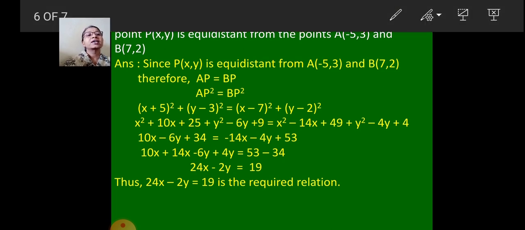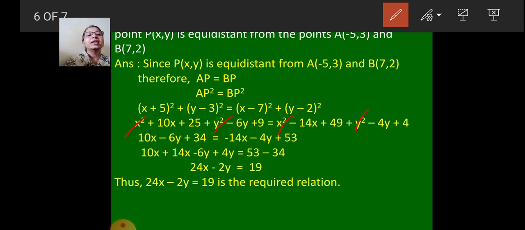Right. Now let us cancel out the similar terms present on either side of the is equal to sign. So this x square will get cancelled with this x square, y square and y square. Anything else similar? No. Now what are the remaining terms? Let us write down in the next step. So we will get 10x minus 6y and plus 25 plus 9 you add, and that is equal to 34, is equal to minus 14x minus 4y and 49 plus 4 is equal to 53.